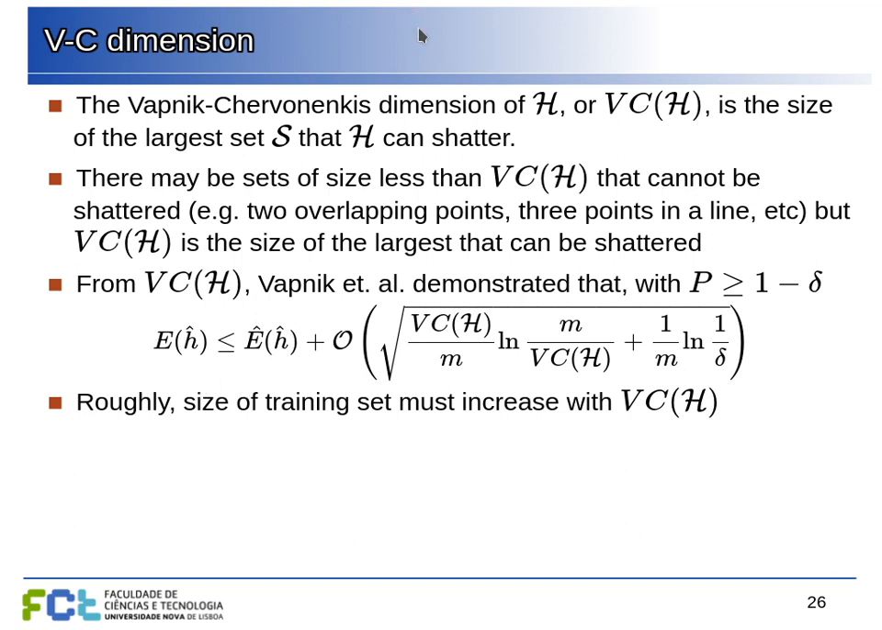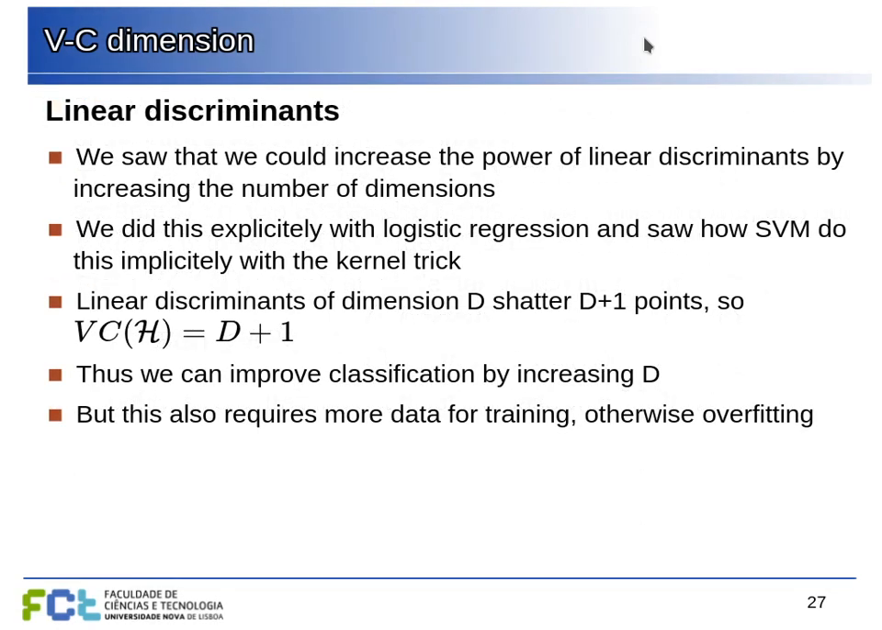So as we increase the power of our classifier, we increase the Vapnik-Chervonenkis dimension, we also risk increasing the generalization error, and eventually this leads us to overfitting. So we saw with linear discriminants that we could increase the power of the linear discriminant by increasing the number of dimensions under some non-linear projection of our data. So non-linear transformation into higher dimensions increases our ability to classify the data.